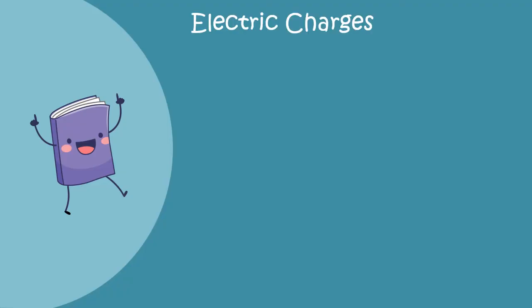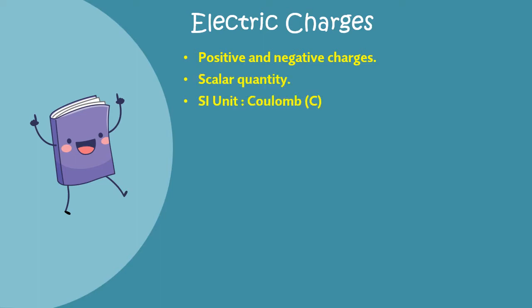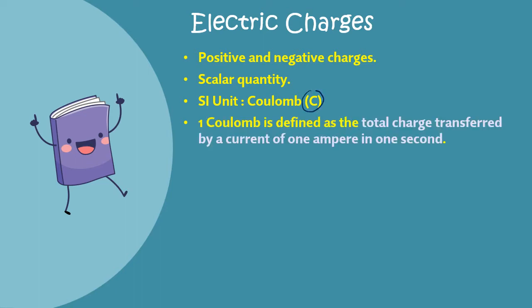First, let me introduce you to electric charges. There are two types of electric charges, which are positive and negative charges. Charge is a scalar quantity. The SI unit of charge is the coulomb, and we use capital C as the symbol of the SI unit. Then we define 1 coulomb. So 1 coulomb is the total charge transferred by a current of 1 ampere in 1 second.